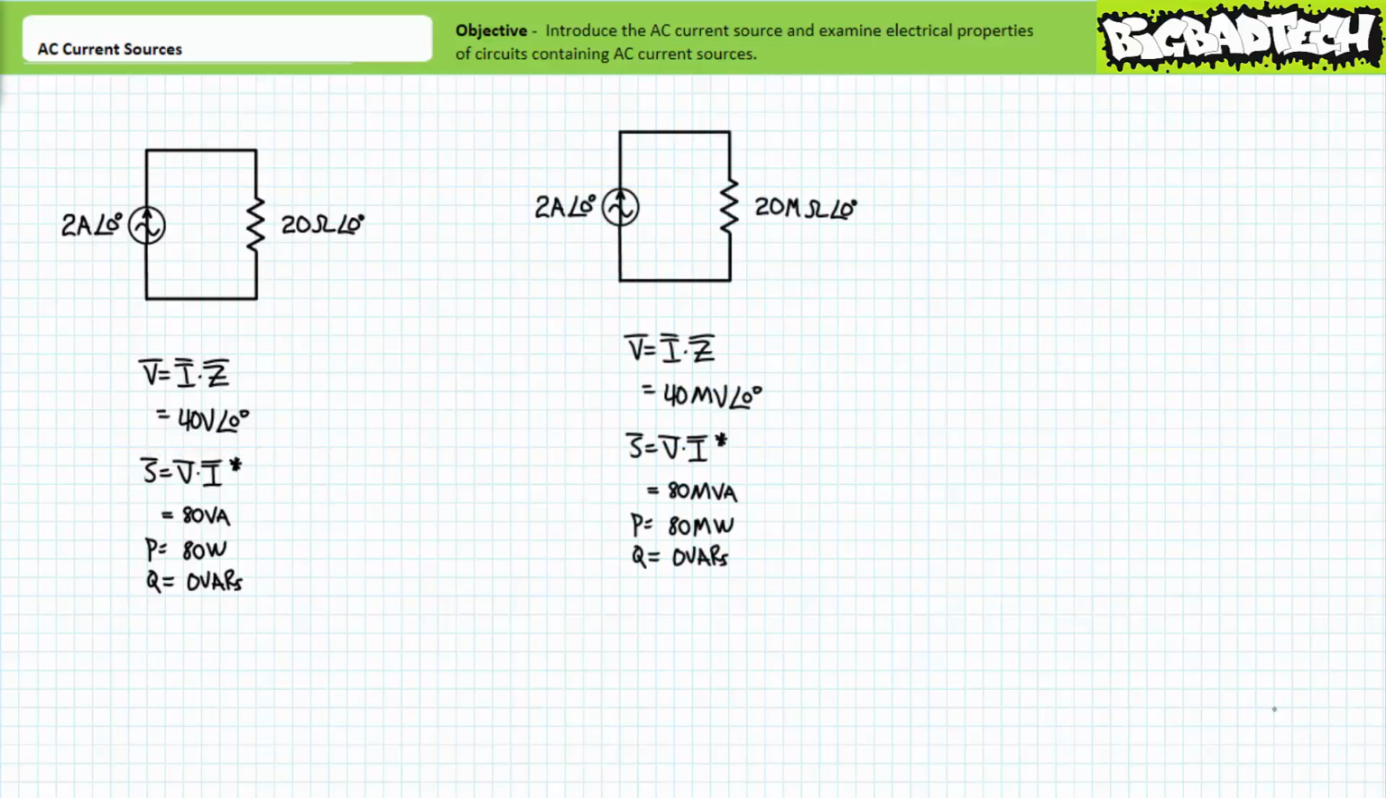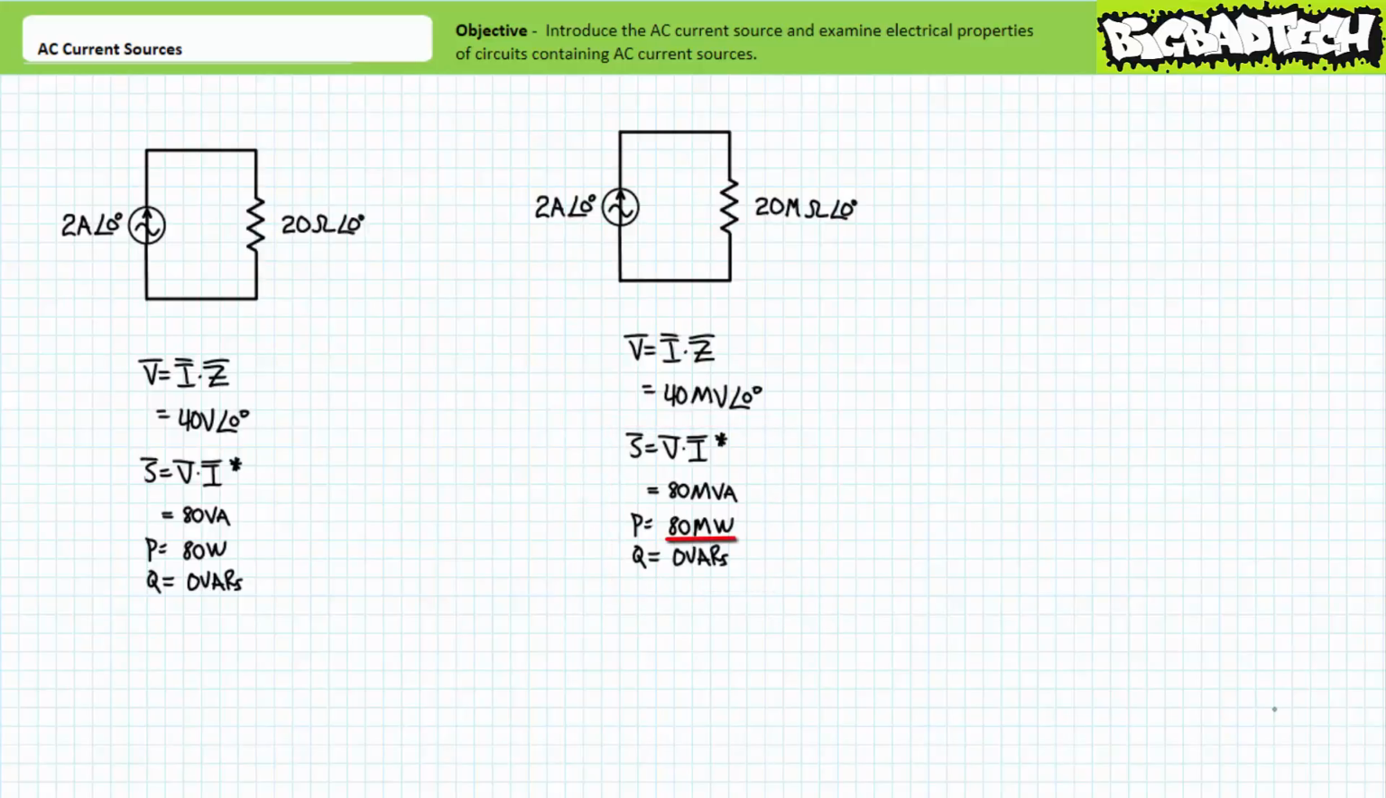When we swap out this initial load for one with an impedance of 20 mega ohms at an angle of 0 degrees, another application of Ohm's law shows us that the voltage drop across it will be 40 megavolts at an angle of 0 degrees. An application of the AC power formula demonstrates the AC current source is delivering 80 megavolt amperes of apparent power, of which 80 megawatts is directed towards real power and 0 VARs towards a reactive interchange.